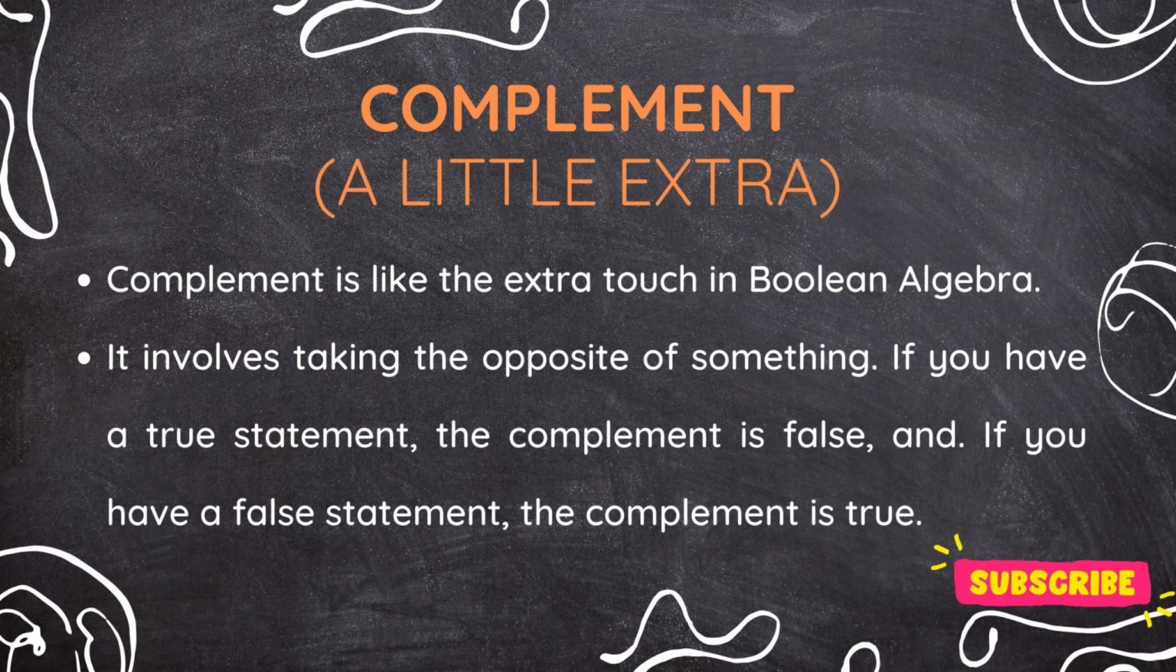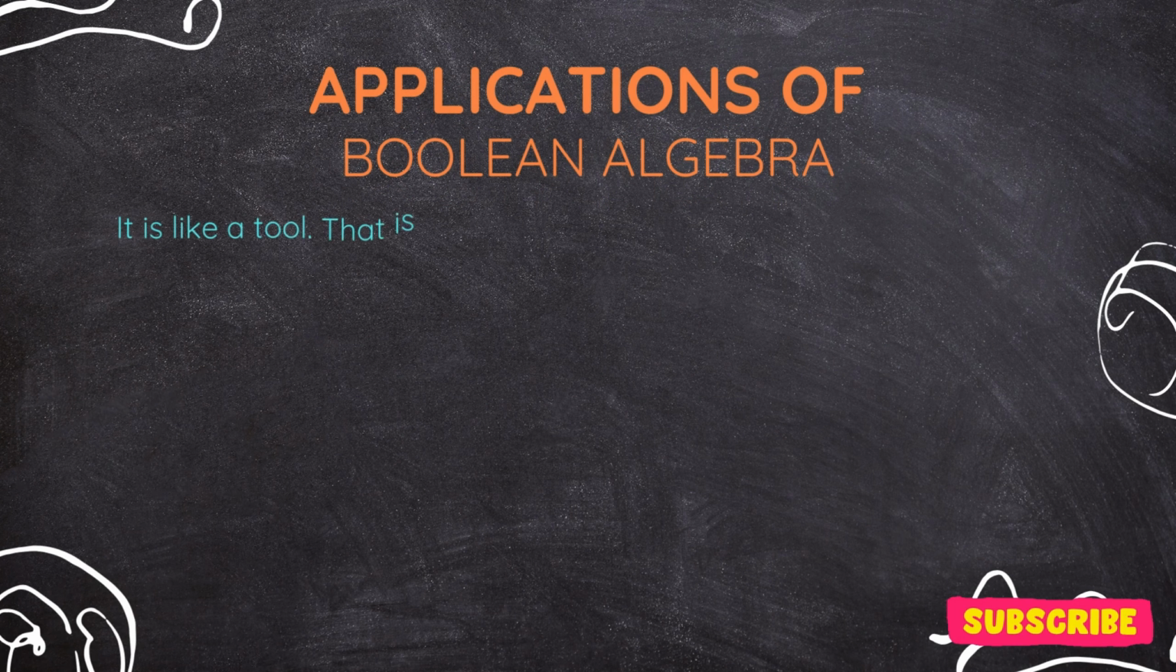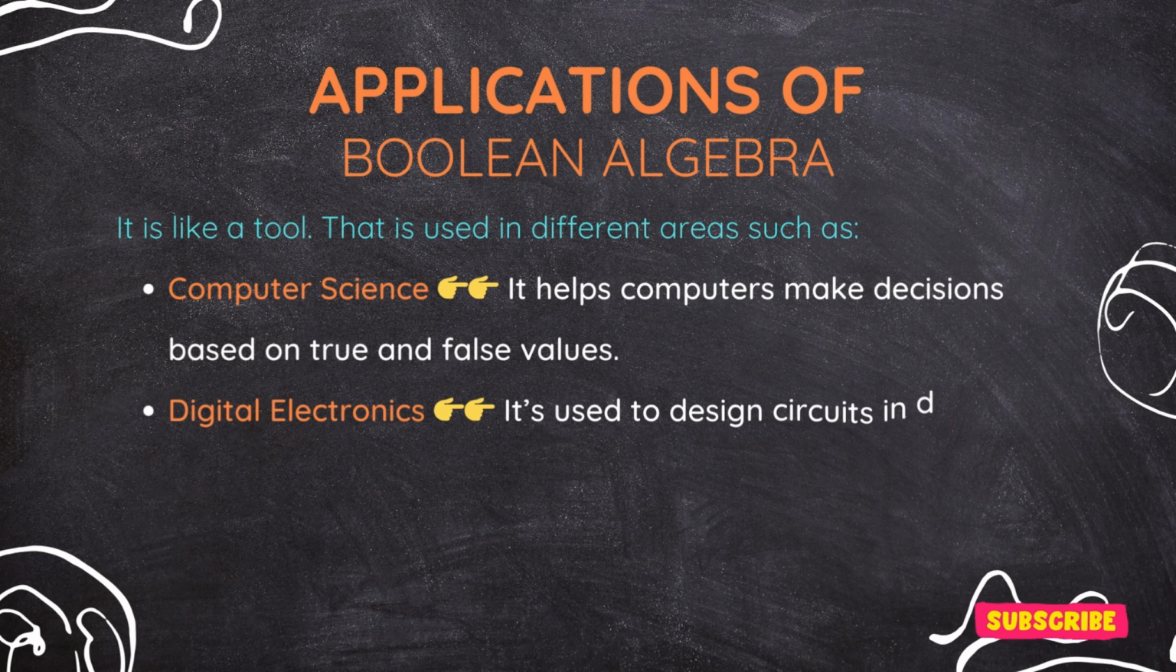Complement, a little extra. Complement is like the extra touch in Boolean algebra. It involves taking the opposite of something. If you have a true statement, the complement is false, and if you have a false statement, the complement is true.